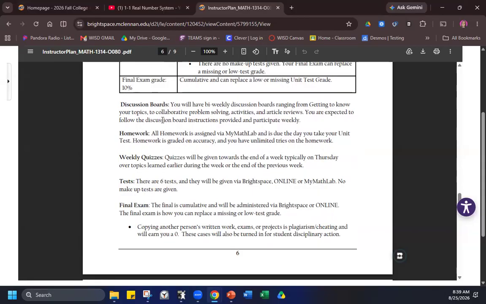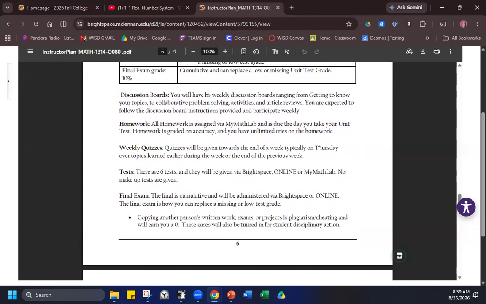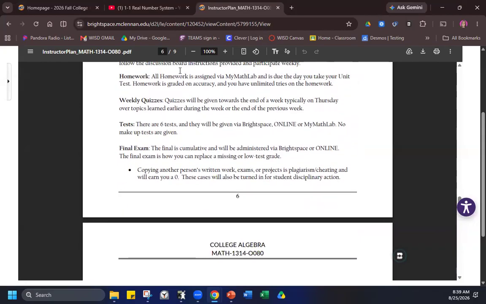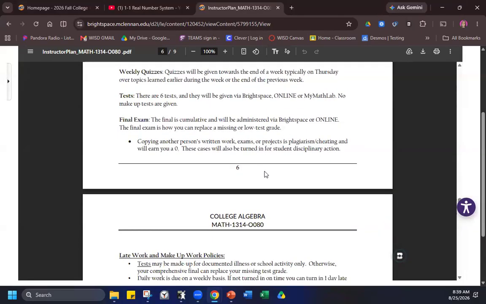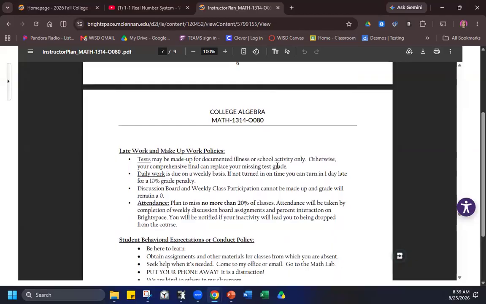When you are participating in discussion boards, be cordial, be helpful, just follow the rules and participate weekly. Homework is pretty self-explanatory. Do your homework, weekly quizzes, do your quizzes, tests. They're going to be on Brightspace, online, or My Math Lab. So your tests are either on Brightspace or they're in My Math Lab. Okay. You just got to pay attention to where they're located. And I will send updates when we get closer to tests.